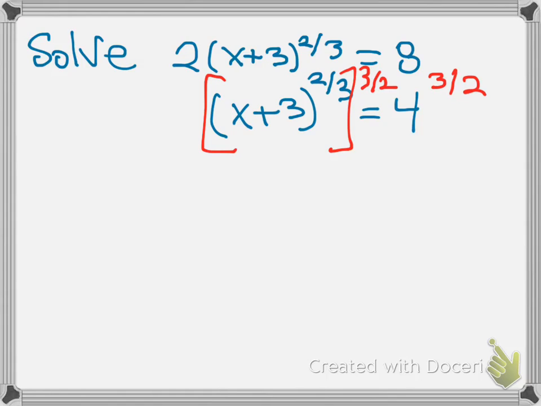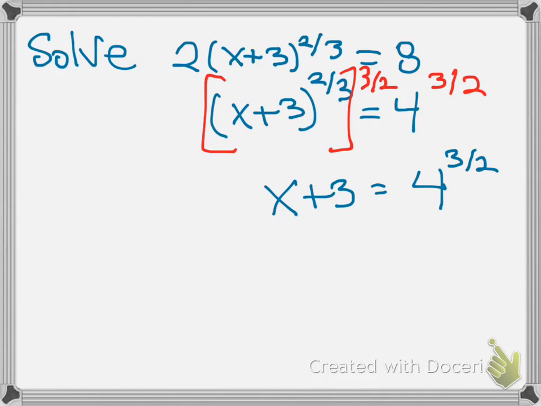We've talked about the fact that if you have a power raised to a power, then you multiply the 2 powers together. So that means we would want to multiply 2/3 and 3/2. And of course, 2/3 times 3/2 is just 1. So they do cancel each other out. That means at this point, we are left with just x plus 3 on the left side of our equation, and on the right side we have 4 to the 3/2 power.